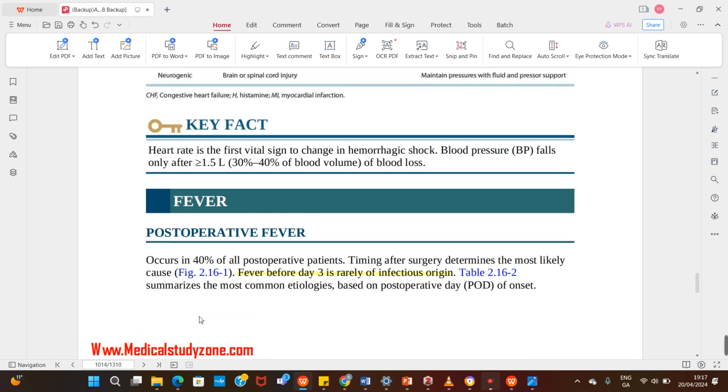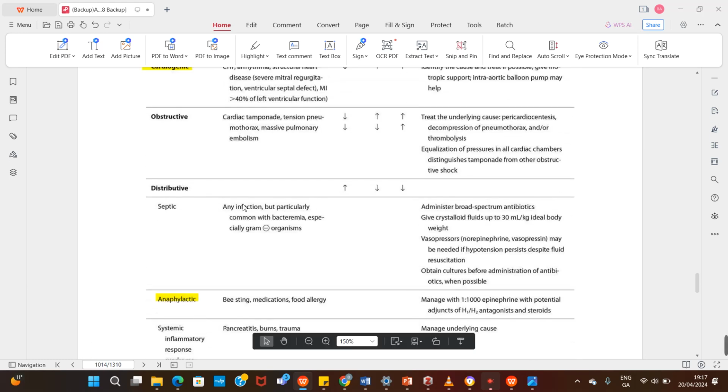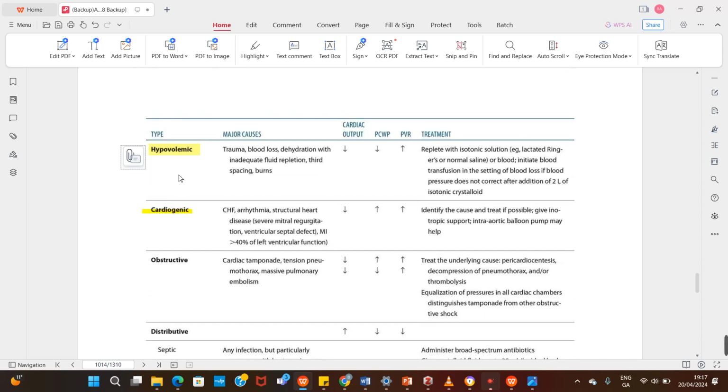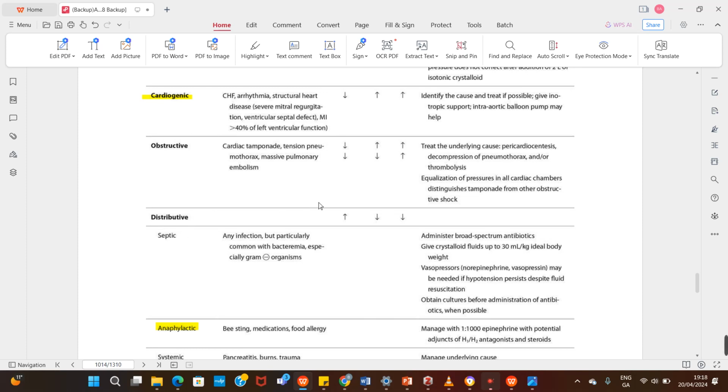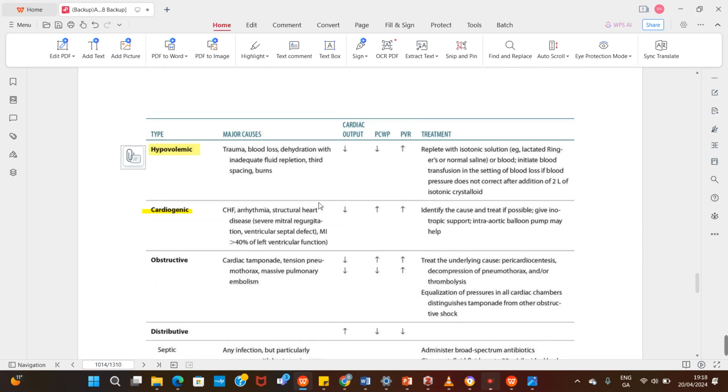So the first vital sign to change in hemorrhagic shock is the... and before I go, I also need to talk about the fact that everything except the distributive shock usually has cold clammy skin. There's no need to get confused. When there's a drop in the cardiac output, there's going to be cold clammy skin because the extremities, the tissues, the legs, are not getting enough blood from the low cardiac output.